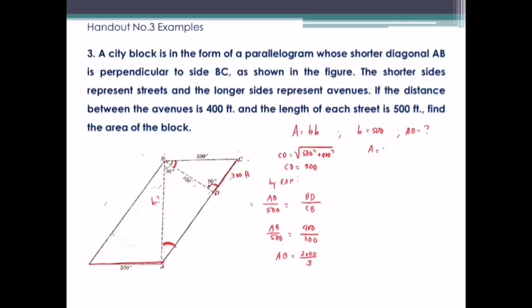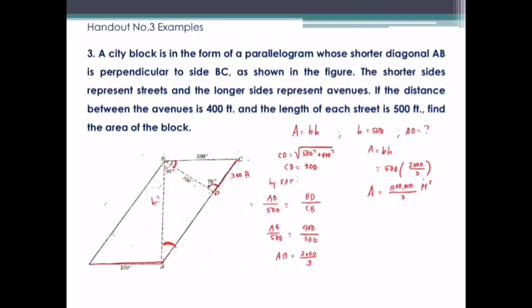So therefore, we can solve. Area is base times height. Our base is 500. Our height now, which is AB, is 2000 over 3. So the area of this block, which is in a parallelogram shape, is given to be, okay, this is in the form of an improper fraction, class, 1 million over 3. And then this is in the unit square feet.